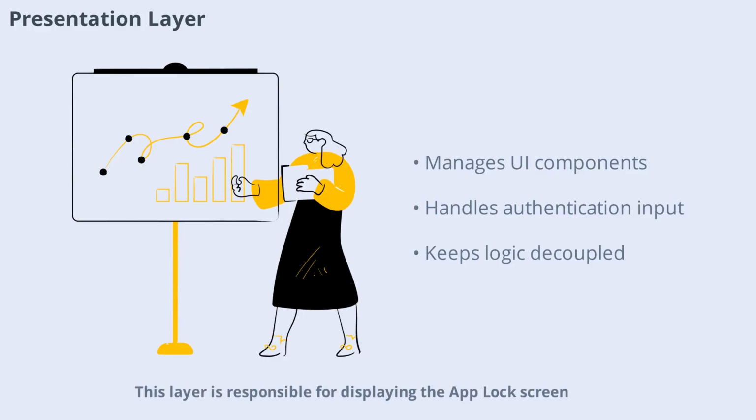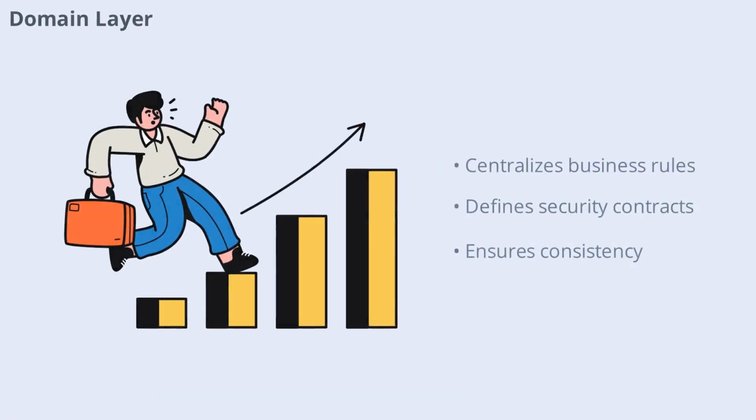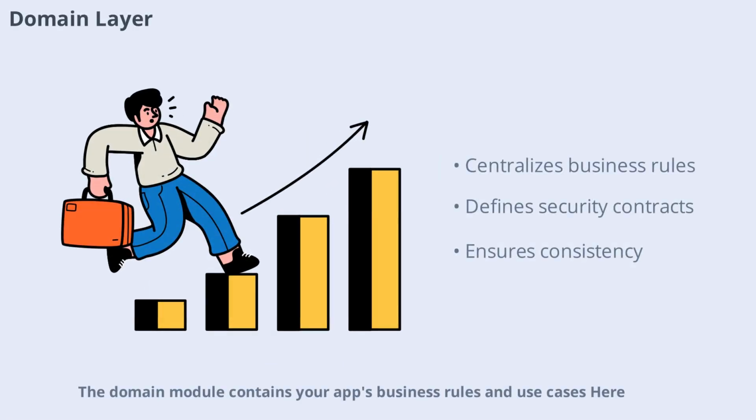The presentation module manages the user interface, including activities, view models, and Jetpack Compose components. This layer is responsible for displaying the app lock screen, handling user input for PIN or biometric authentication, and updating the UI based on authentication results. By keeping UI logic separate, you ensure that security flows are clear and user-friendly, while business logic remains decoupled and testable.